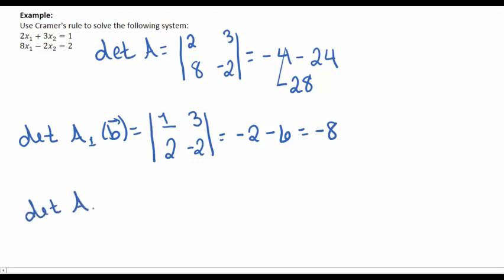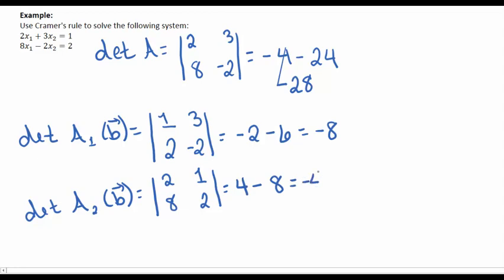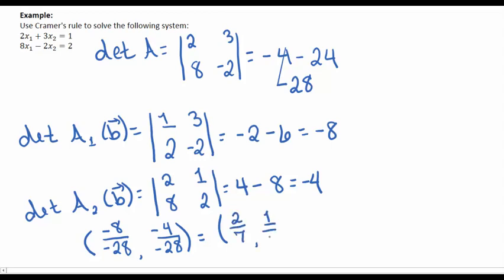The third determinant will be A sub 2 of b. So this time, the first column will be left alone, but we'll replace the second column with the constant vector. 2 times 2 is 4, minus 8 times 1 is 8. So this is negative 4. So my actual solution will be the determinant of A sub 1 over the determinant of A, comma, determinant of A sub 2 over the determinant of A. Reducing this will give us 2 over 7, comma 1 over 7.